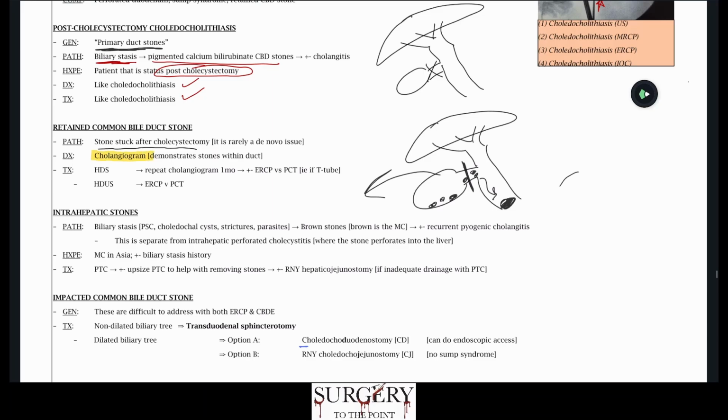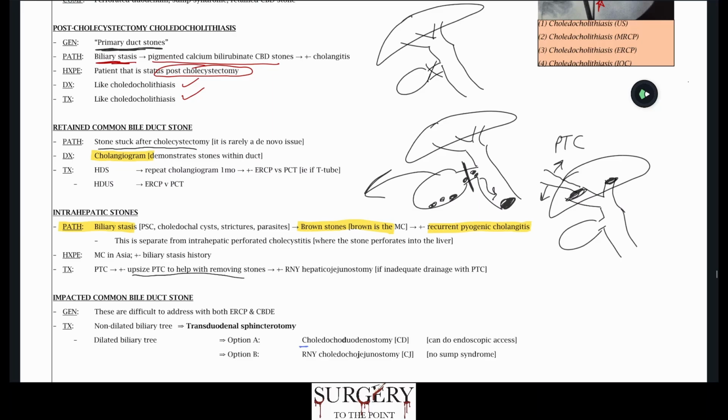What about intrahepatic stones? Well, for intrahepatic stones, these are also a rare etiology, and typically this is due to biliary stasis and more commonly brown stones that then, off and on, can have recurrent pyogenic cholangitis. The case in point that I wanted to make here is that when you have stones that are stuck within the liver, the treatment for this would be a PTC, whereby you're accessing via Seldinger technique into the biliary tree, and then you're going to be planning to upsize these catheters to help extract these stones. If this all fails, then maybe you can consider a Roux-en-Y hepaticojejunostomy, but that doesn't sound very fun.